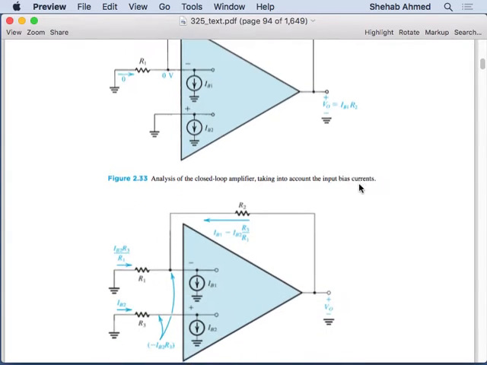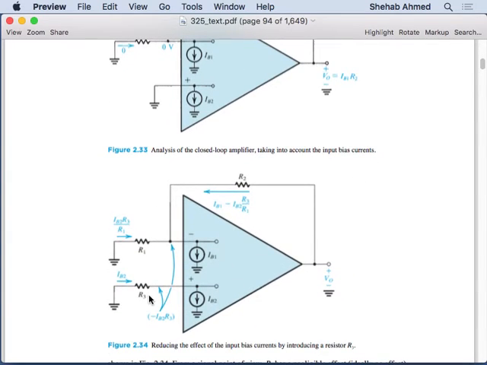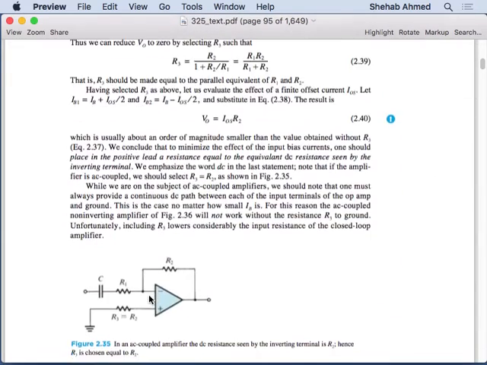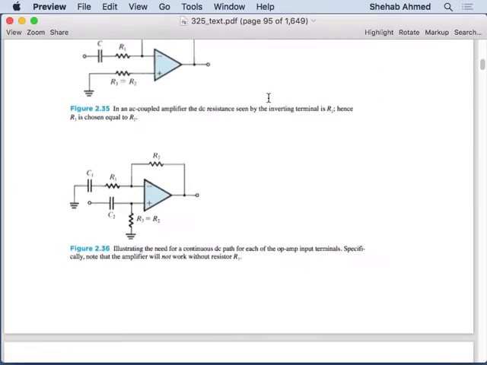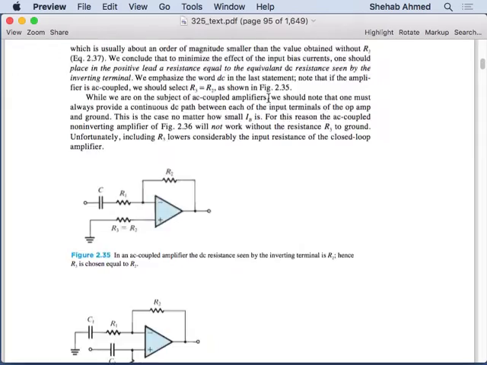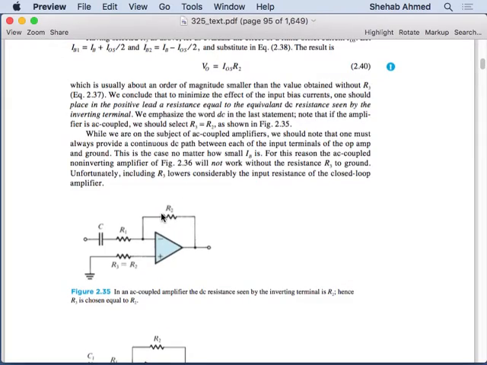So we added a resistor R3, and we found two ways to design R3 based on the situation, whether the inverting amplifier is capacitor coupled or not. If it was not capacitor coupled, we designed R3 to equal R1 R2 over R1 plus R2. If it was a capacitor coupled amplifier, we designed R3 to equal R2. These are the two cases we studied last time.